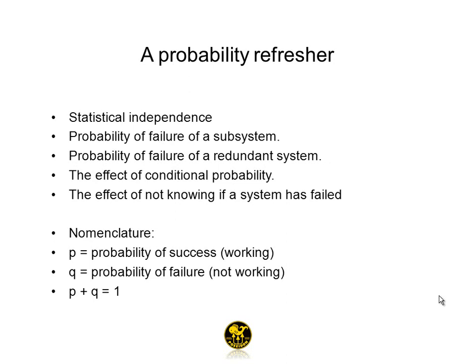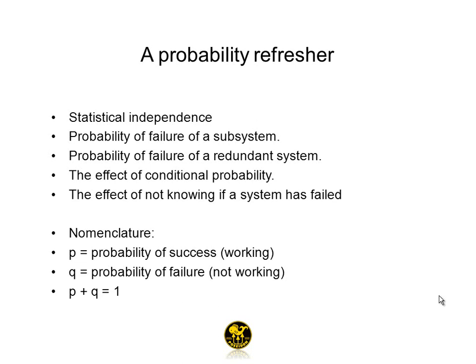All right, let's talk a little bit about probability, because this is what is at the core of reliability. We're going to talk about the following topics: statistical independence, the probability of failure of a subsystem, such as oxygen measuring, the probability of failures of redundant systems, and then what happens when we get into the realms of conditional probability and not knowing if a system has actually failed.